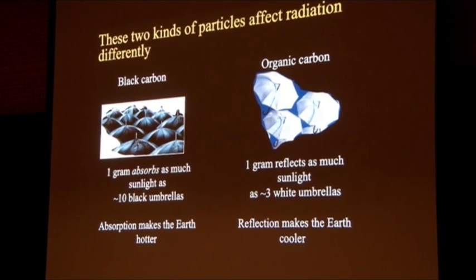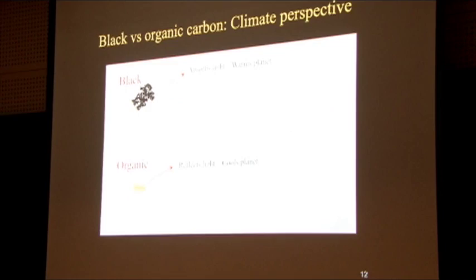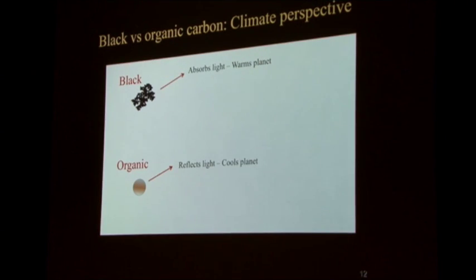And these 2 kinds of particles actually affect sunlight differently. You can imagine black and white. If it's a hot day, you don't want to wear black clothing, right? You want to wear light clothing. So black carbon absorbs as much light as about 10 umbrellas, and the organic carbon, 1 gram, might reflect sunlight, not absorb, reflect as much sunlight as about 3 umbrellas. So that makes the earth cooler. From the same fire, you have warming and cooling particles.